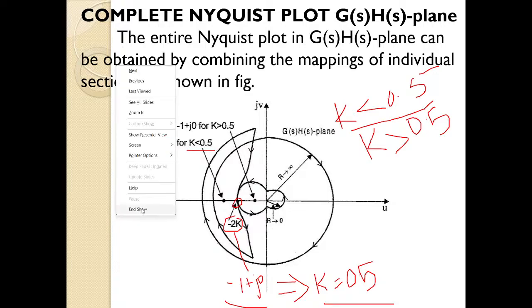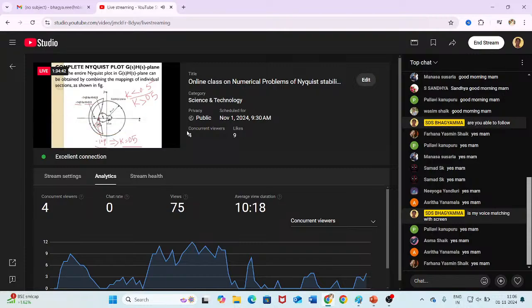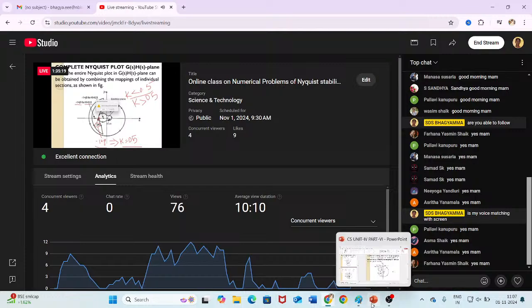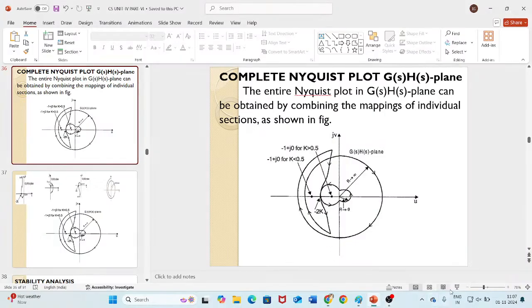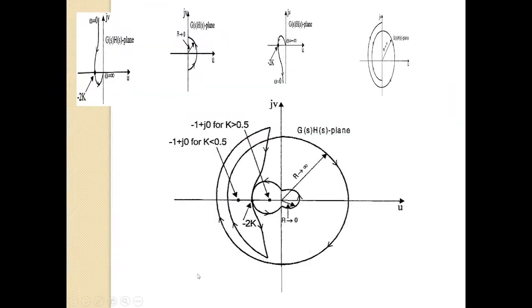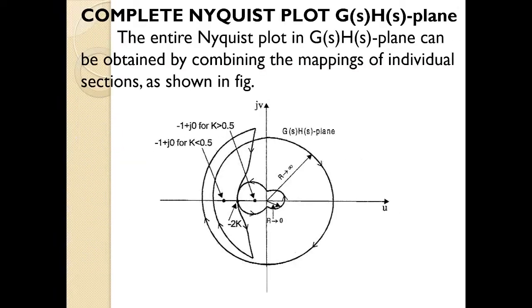Okay, I will just check whether I am online or whether you people are able to follow me or not. If there is any issue with understanding the stability analysis, please inform. I'm trying my best to explain this. Okay, where did it go? Did I discard it? Okay, very good. Unnecessarily I discarded it.